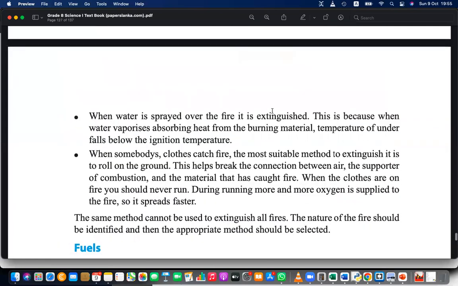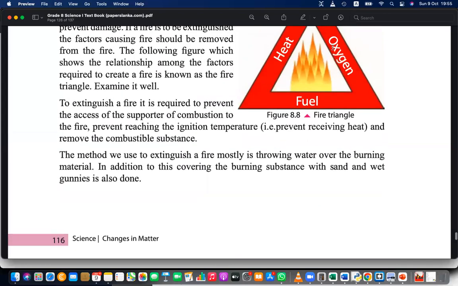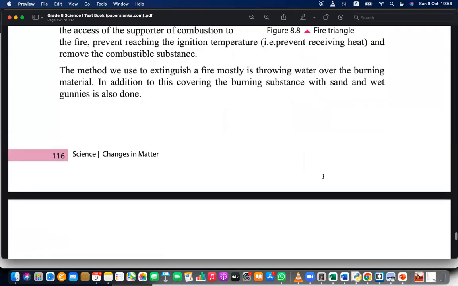Another way: when you fully cover the fire, the air factor can be removed. I think you can remember how we extinguished a candle light just using a glass. When you put the glass over it, the oxygen will run out after some time and the flame will be extinguished.